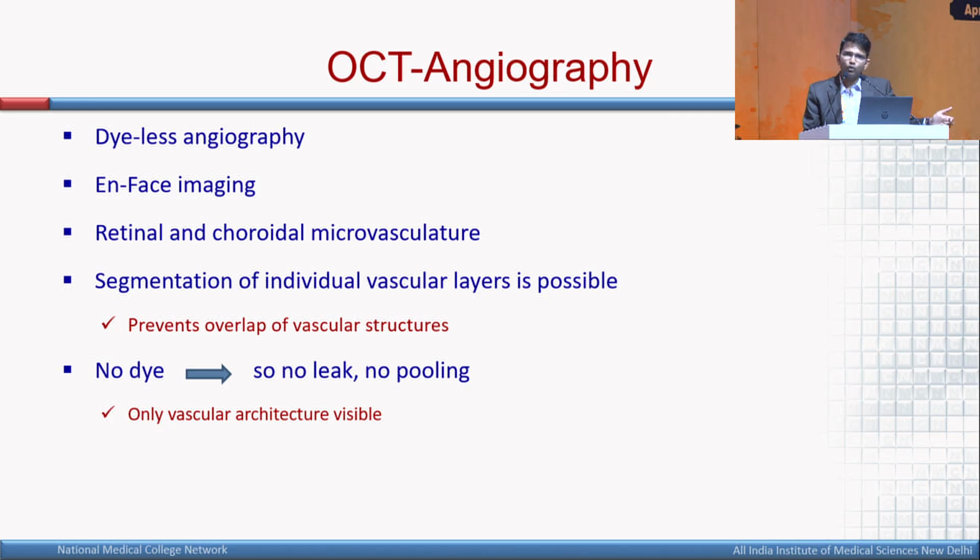Now, since there is no dye used in OCT angiography, there is no leakage. So OCT angiography images have very high contrast, and because there is no leakage, there is very little obscuration of the underlying vascular details. Another important benefit is that it doesn't require any dye, doesn't have any side effects, can be done very quickly, and can be repeated in patients who require repeated imaging, unlike fluorescein angiography, which can have side effects and contraindications and is not routinely done on successive follow-ups.